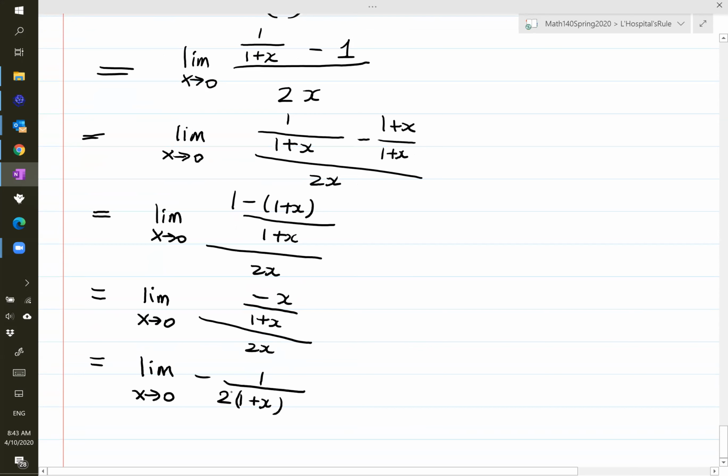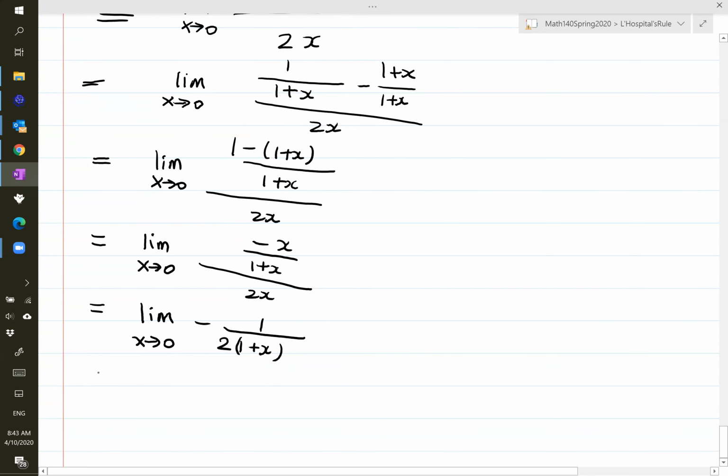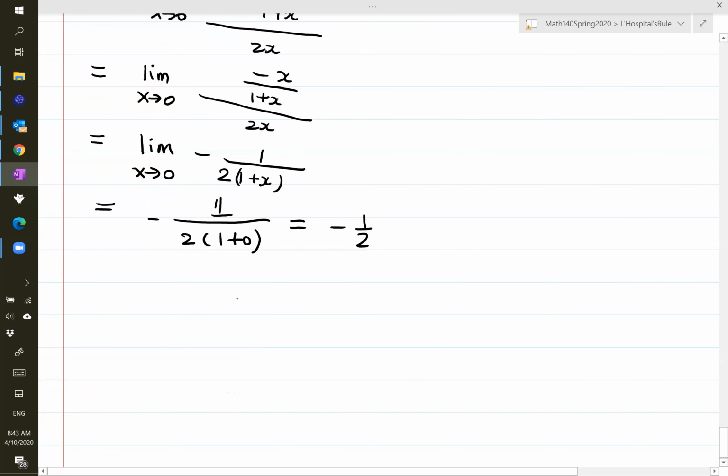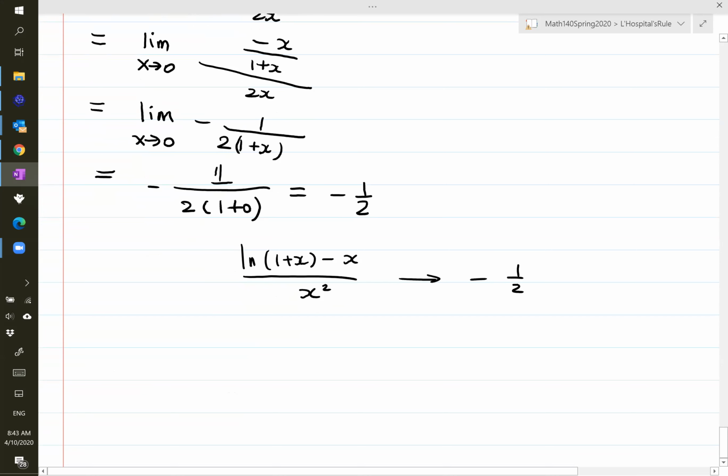Now this is no longer 0 over 0, so you can use direct substitution. So this is negative 1 over 2 times (1 plus 0), so you get negative 1/2. Okay. So indeed we get a better approximation. So you see, this says the limit of ln(1 plus x) minus x over x squared approaches negative 1/2 as x goes to 0.